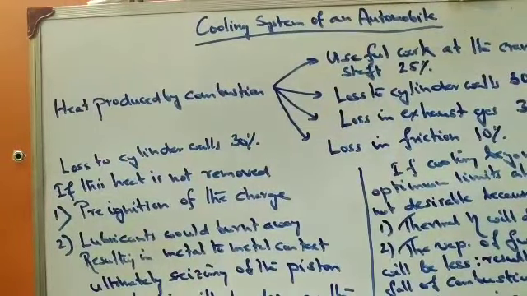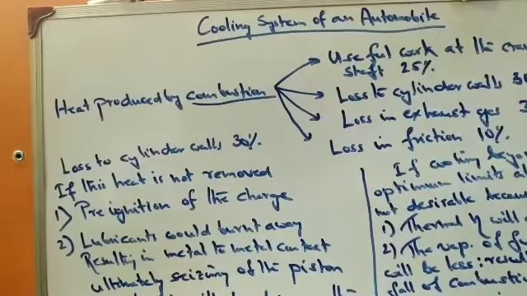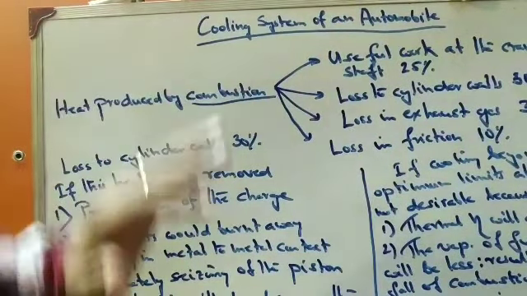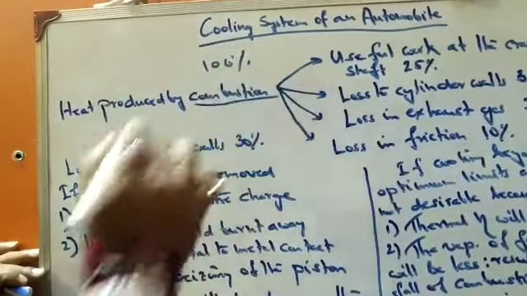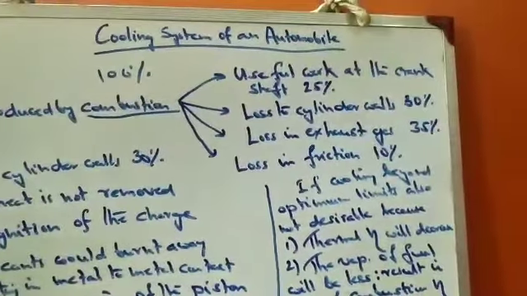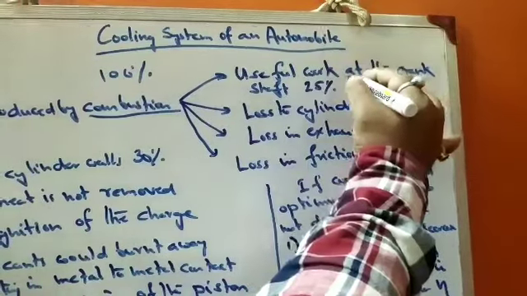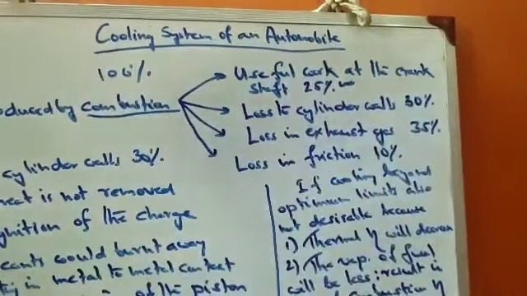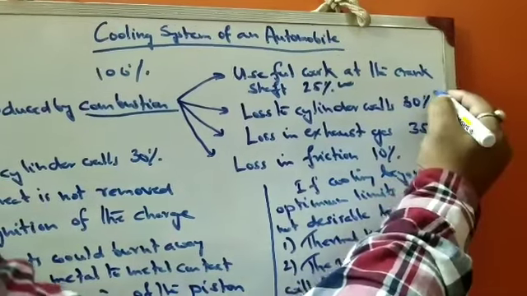Now you see, the heat produced by combustion inside a cylinder. If you consider 100% of the heat produced by combustion inside a cylinder, how is it used? The useful work we get at the crankshaft is only 25% of the 100% of heat produced. The loss to the cylinder walls is 30%, which is a very huge factor.